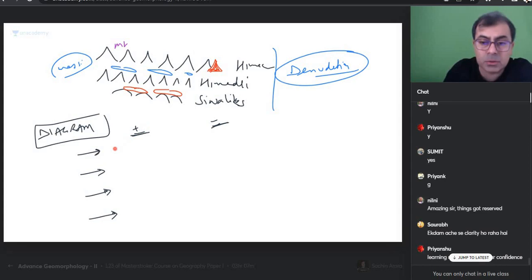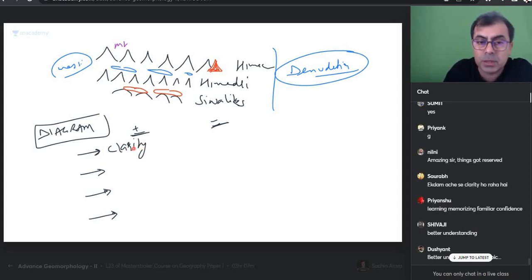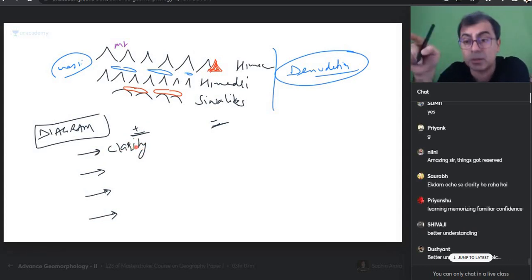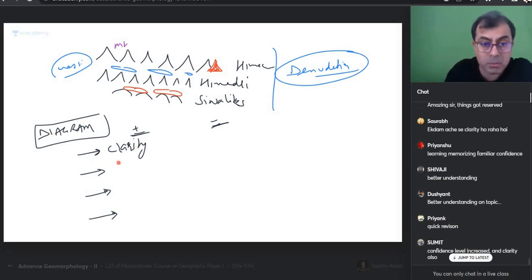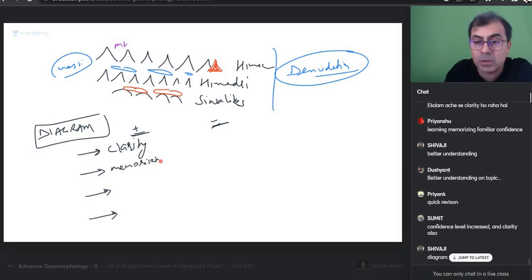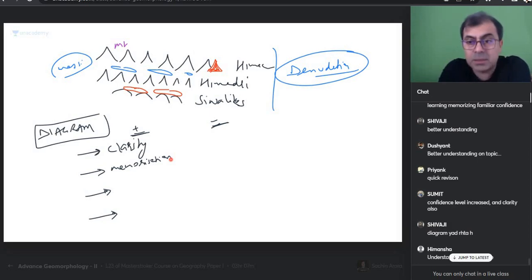Clarity, Ari, definitely it adds to the clarity. When you start doing it yourself, you see error, and the teacher also points out that is there. Memorization, okay. Memorization also happens because now you are actually doing it. Better understanding, Shivaji, okay, perfect.